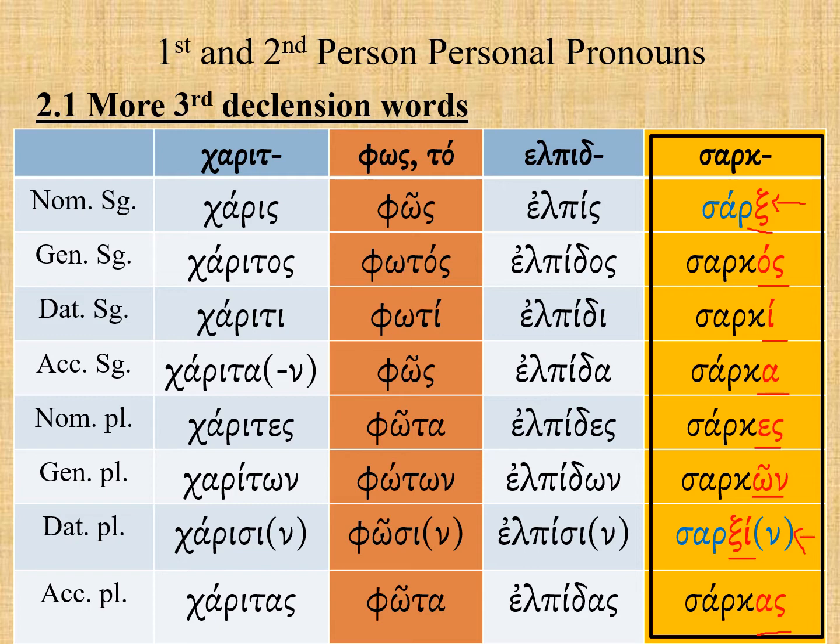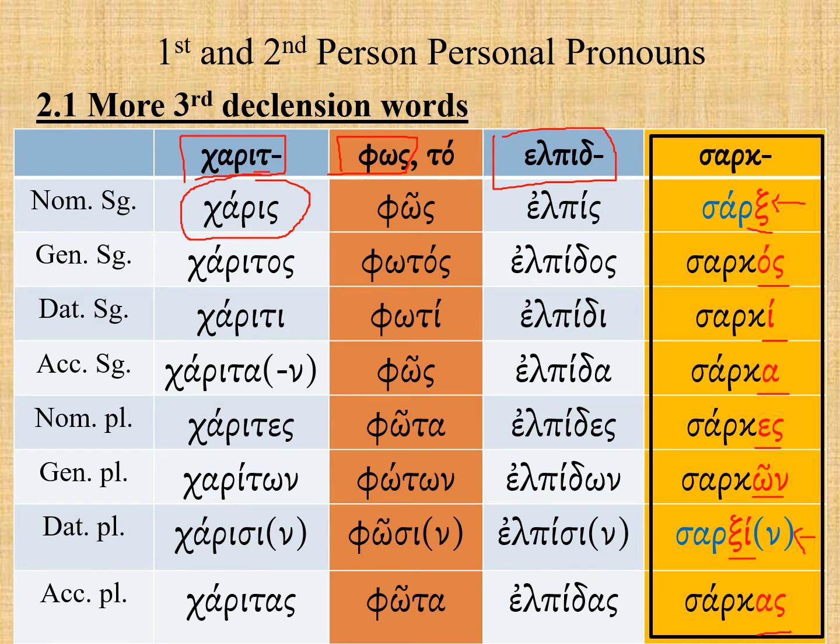But now, looking at the other forms, you can see that we have certain stems such as karit, phos, and elpid. Each one of them follows a certain pattern, and there are also other third declension words that follow the pattern of these words. So in that sense, these are just representatives of subcategories within the third declension. Notice though that the endings for each third declension word are identical, with the exception of some consonantal changes. Let's take the first word, charis, which means grace or favor.